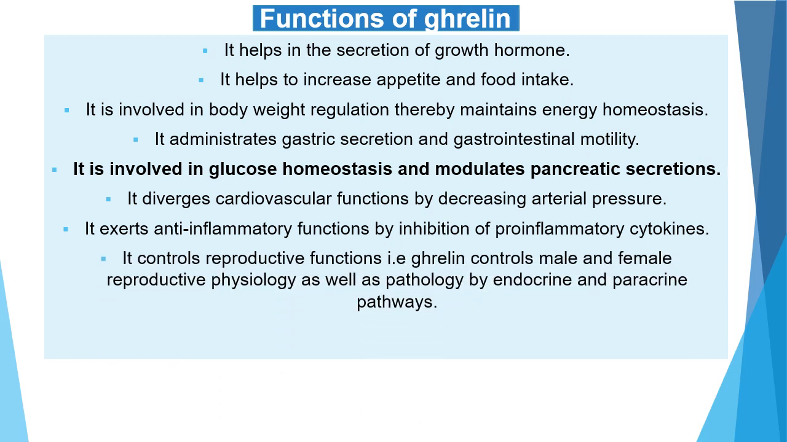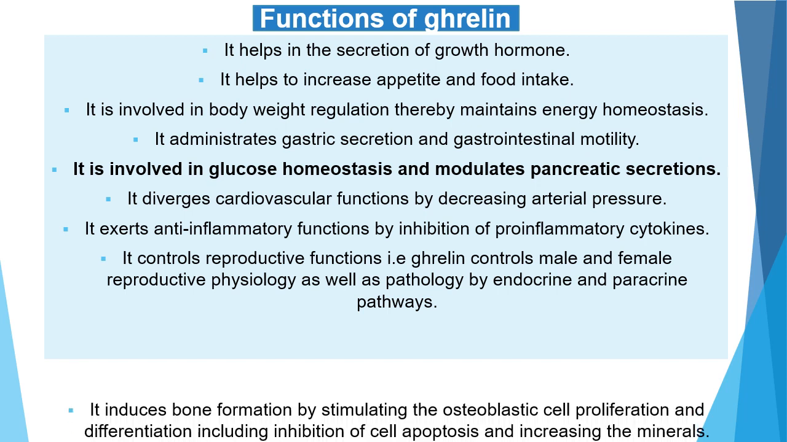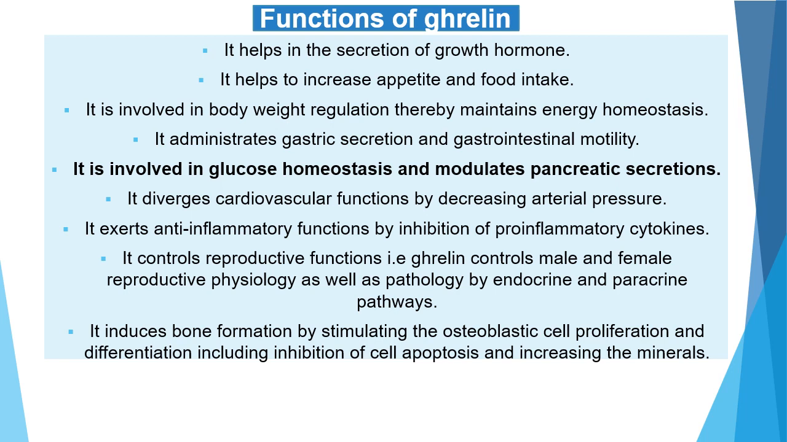Ghrelin controls reproductive functions. That is, ghrelin controls reproductive physiology as well as pathology by endocrine and paracrine pathways in both male and female. Ghrelin induces bone formation by stimulating the osteoblastic cell proliferation and differentiation, including inhibition of cell apoptosis and increasing the minerals.